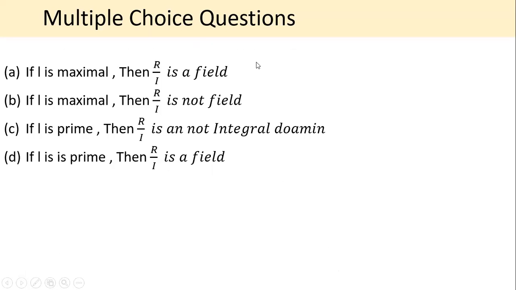Again, the next question: if I is maximal, then R/I is a field. If I is maximal, then R/I is not a field. If I is prime, then R/I is not an integral domain. If I is prime, then R/I is a field. So which one is the correct one? The answer is A. If I is maximal, then R/I is a field. If I is a prime ideal, then R/I is an integral domain.